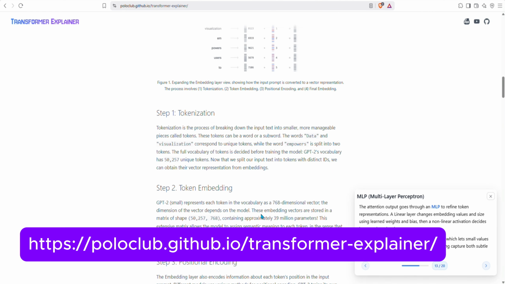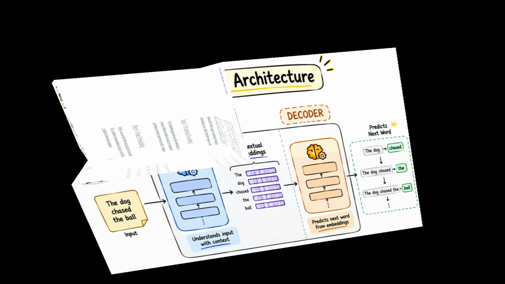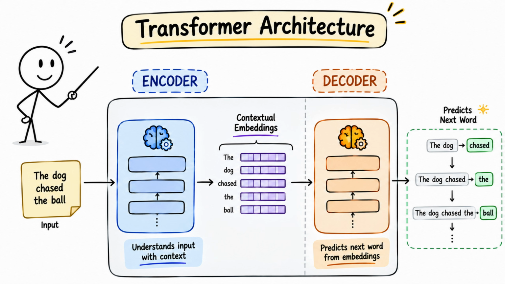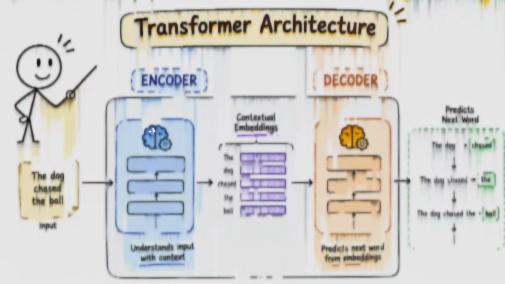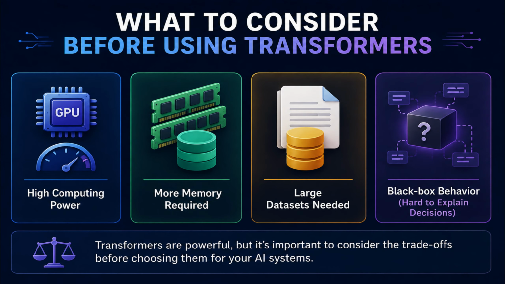Now, we have been telling all the benefits or good things about the transformer. If the transformer is so good, why don't we use it in all the AI systems? Now, this is where you have to look for the trade-offs. Transformers require very high computing power, and in addition to that, they require more memory and large data. It can also sometimes behave like a black box. That means you cannot explain why it has produced a specific response.